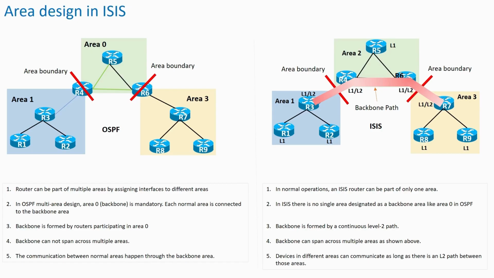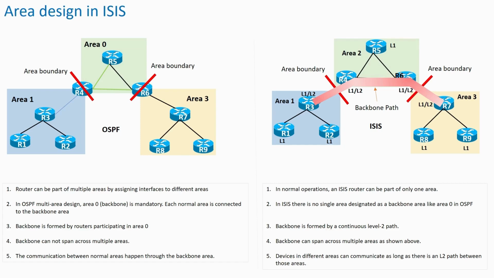In case of this ISIS topology, router R3, R4, R6, and R7 form this continuous L2 path, thus forming the backbone for ISIS. In OSPF, the backbone cannot span across multiple areas, but in case of ISIS, backbone can span across multiple areas as shown above. If you look at the ISIS topology, you can see that the backbone spans across area 1, area 2, and area 3. But in case of OSPF topology, only area 0 is backbone.